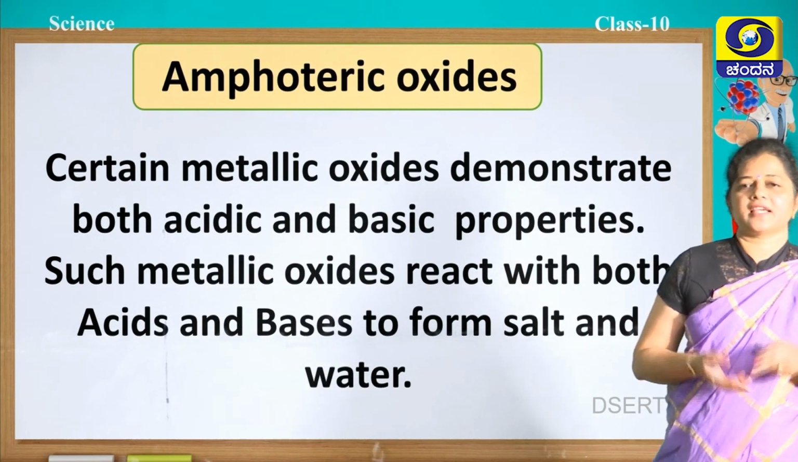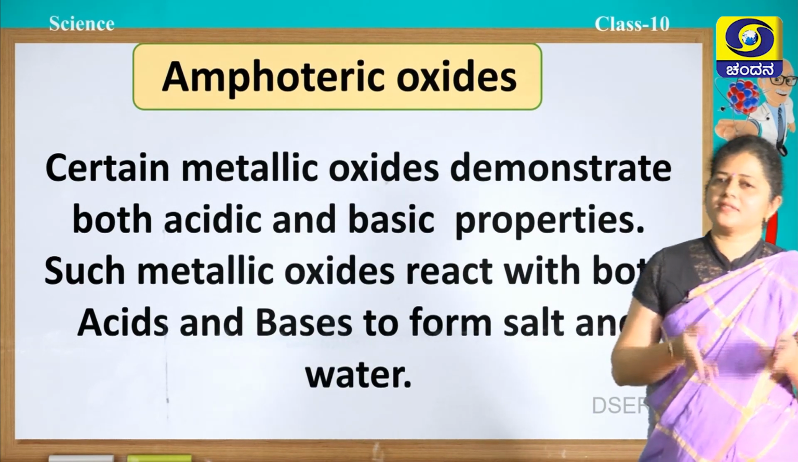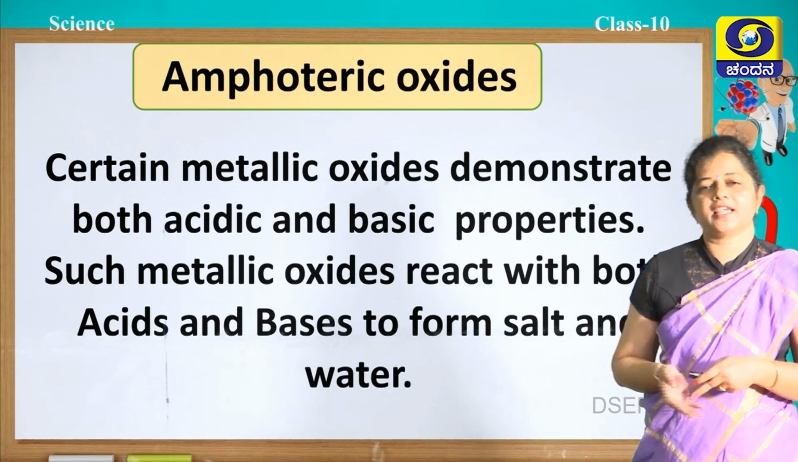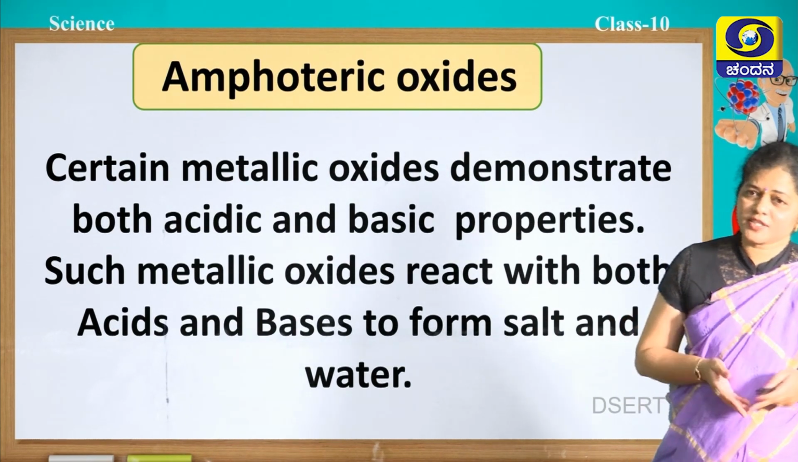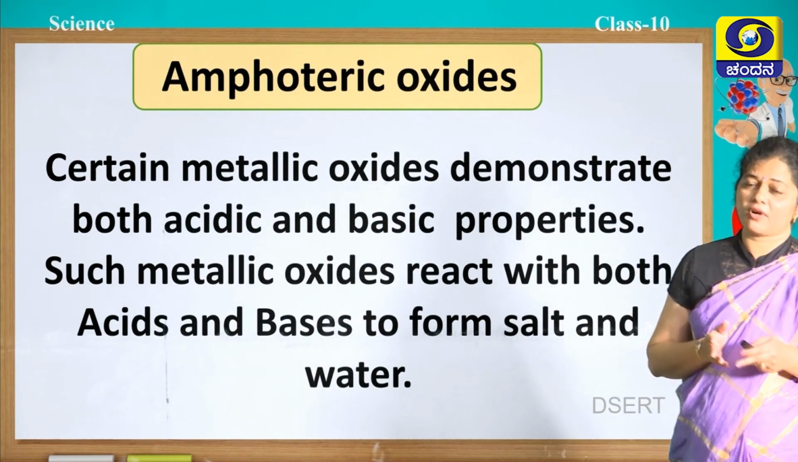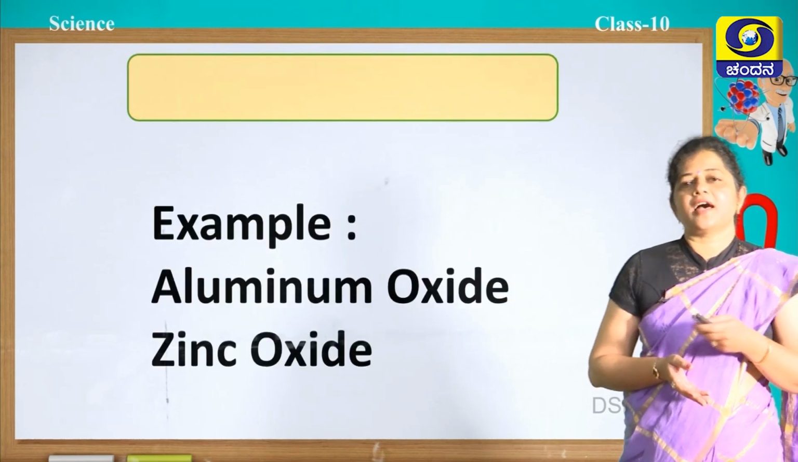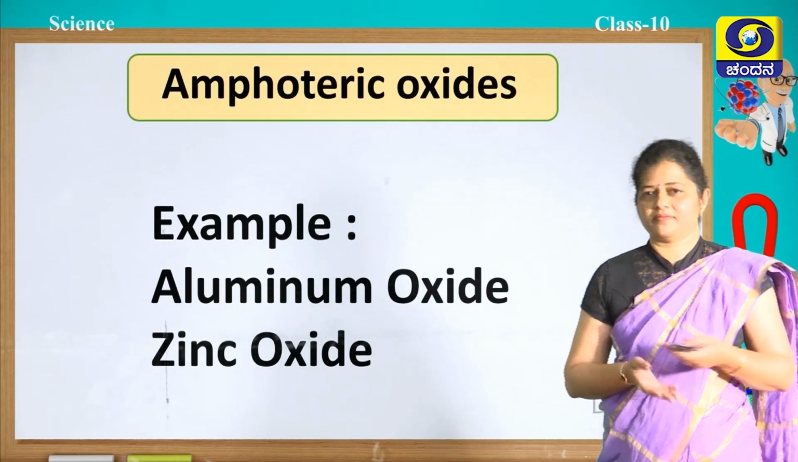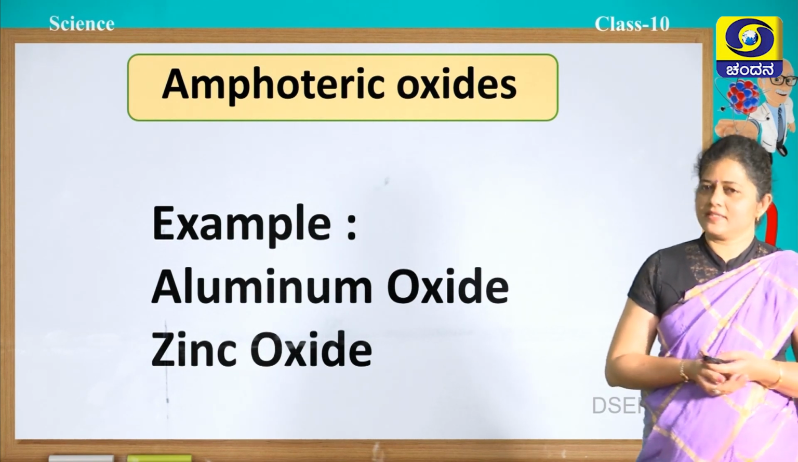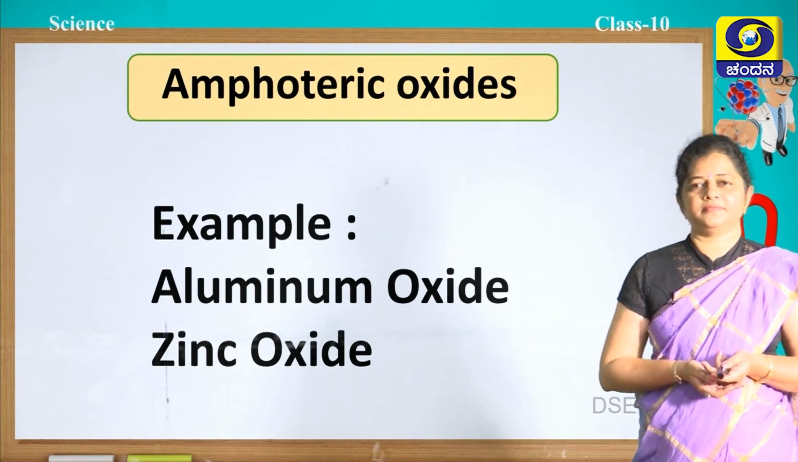Certain metallic oxides demonstrate properties of both acids and bases. They have both acidic and basic properties. Such metallic oxides react with both acids and bases to form salt and water, and they are called amphoteric oxides. Example, we already saw, it was aluminium oxide and zinc oxide.